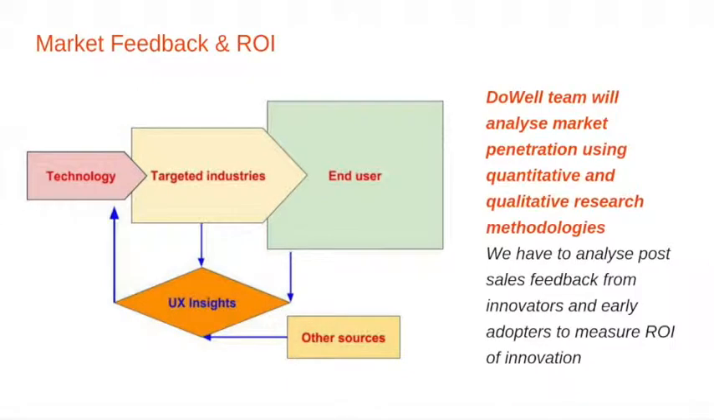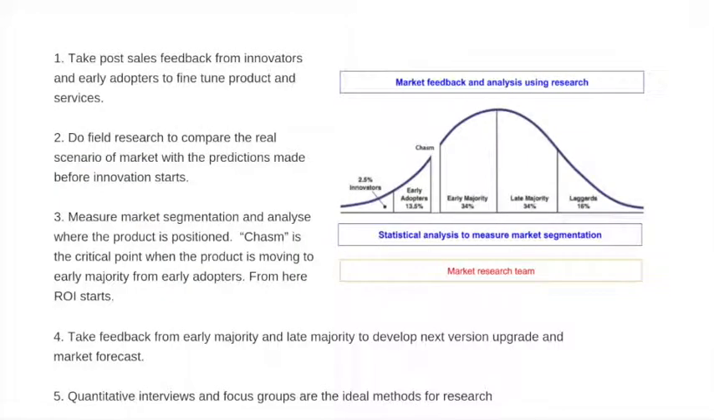The dual team will analyze market penetration using quantitative and qualitative research methodologies. Here we used quantitative methodologies also. We analyze the post-sales feedback from innovators and early adopters to measure the ROI of innovation. So how do we measure? These are the steps we use to measure the ROI. You can see a graph. This is a typical adoption curve of the market. It is divided into innovators, early adopters, early majority, late majority, and laggards. This is a theoretical graph. We take feedback from early adopters and innovators. Then we compare the predictions we made before starting this development to how it looks now. Then measure the segmentation. Here you can see a chart.